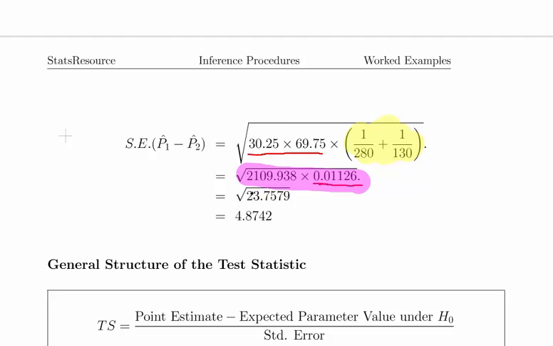So we should get the square root of 23.7579. Again, a bit of extra decimal places there just to help you find it. 0.756 is probably fine. And we should get an answer close to 4.8742. Again, rounding error will come into play. If you're in the ballpark of 4.87, we're good.